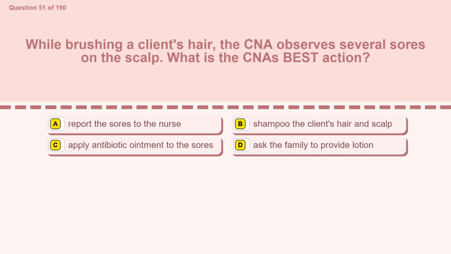Question 51. While brushing a client's hair, the CNA observes several sores on the scalp. What is the CNA's best action? Option A, report the sores to the nurse. Option B, shampoo the client's hair and scalp. Option C, apply antibiotic ointment to the sores. Option D, ask the family to provide lotion.